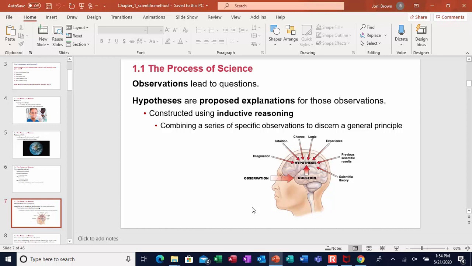Our observations led us to questions. So we come up with explanations for what we've seen. And the best hypothesis is made using what's called inductive reasoning, where you combine a series of specific observations to discern a general principle. You observe it through your eyes. You have an imagination. You use that. You have some intuition. You know that chance plays a part in it. You try to be logical. You've got past experiences. There's other scientific research and results. You put all that together and you come up with a proposed explanation. So that would answer what a hypothesis is.